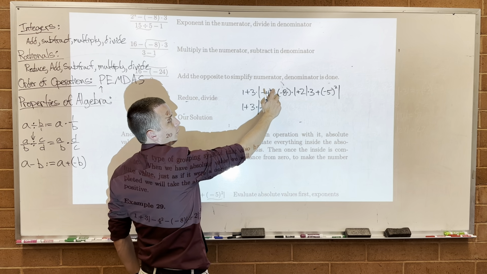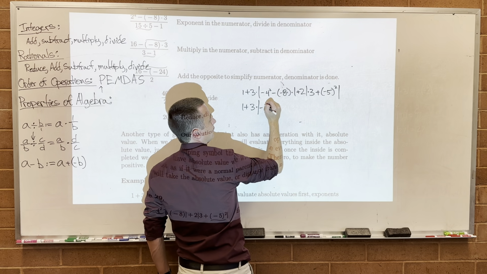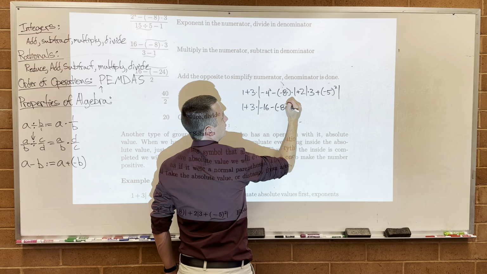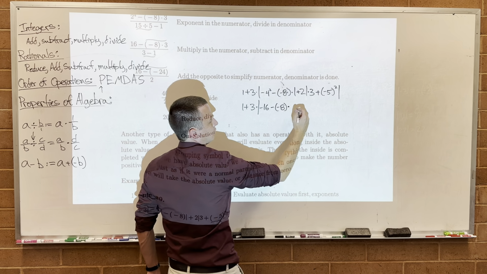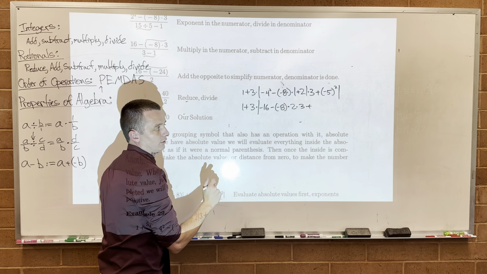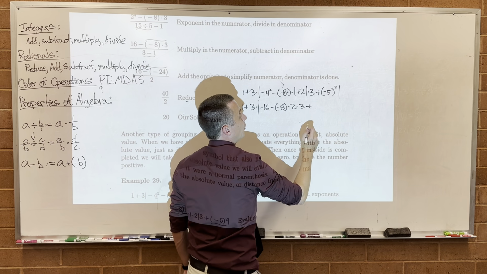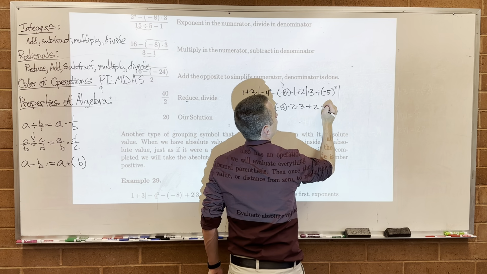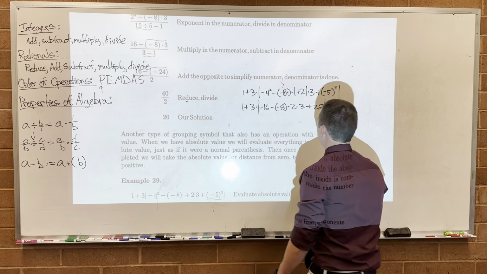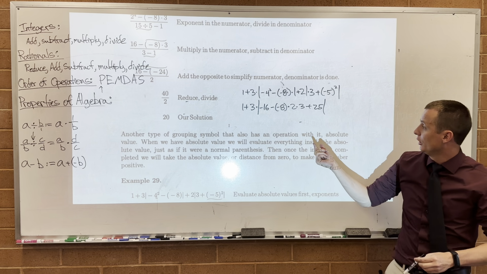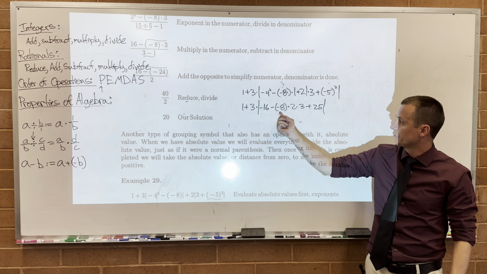4 squared is the same thing as 16. So then we have minus negative 8 times the absolute value of positive 2, which is just 2, times 3 plus negative 5 squared, which is positive 25. Negative 10, two negatives make a positive. And we're doing the absolute value of all that. Right? Okay. So let's simplify. We'll multiply these three terms together.